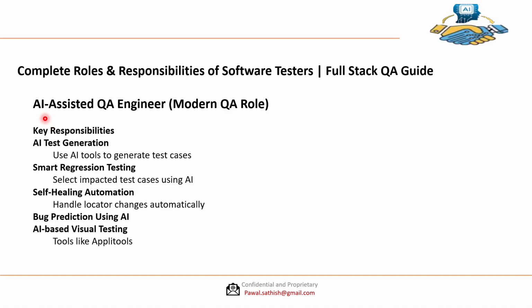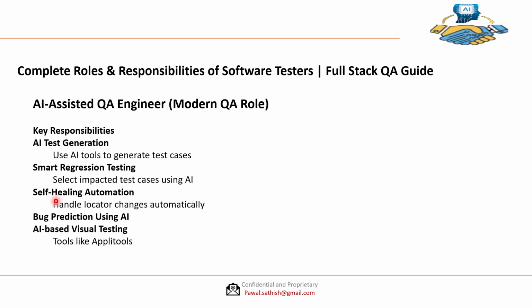Then the AI assistant QA engineer. This is a modern QA role. Here we have AI test generation: we'll use AI tools to generate the test cases. Similarly, we'll use smart regression testing, where we select the impacted test cases using AI. Next is self-healing automation, where basically we use AI in automation.